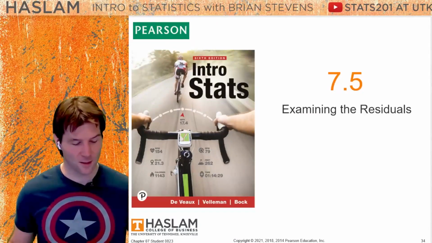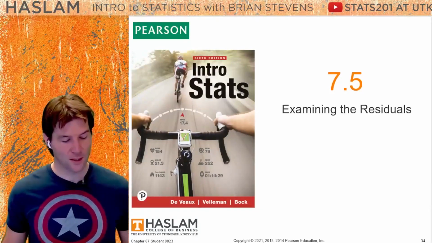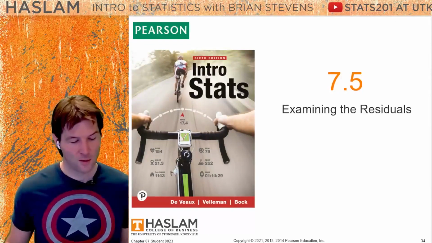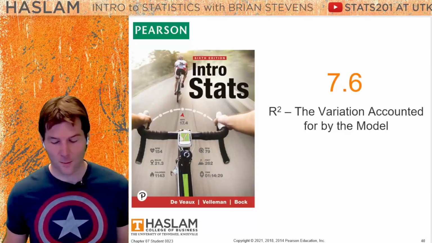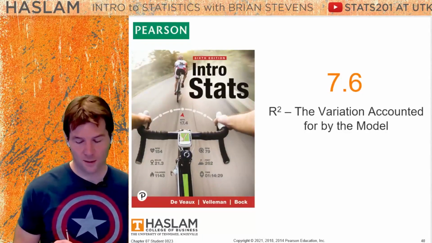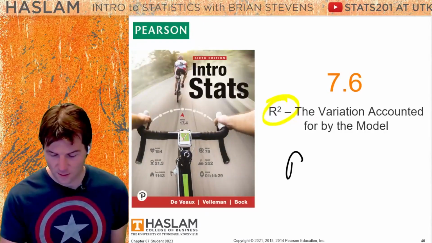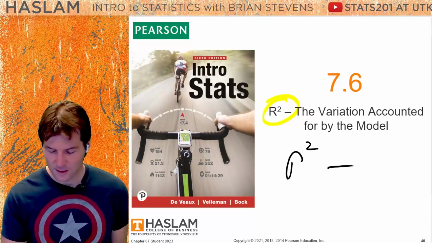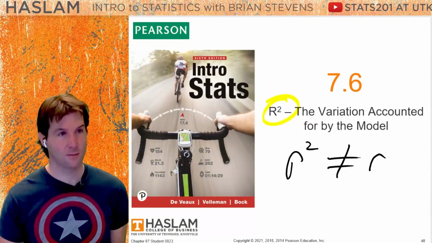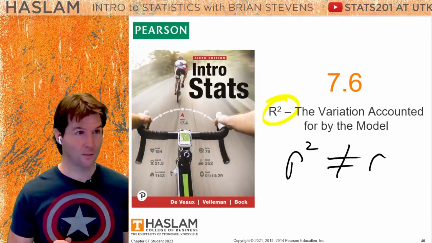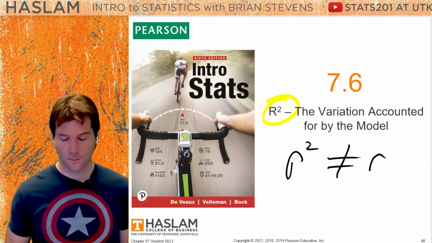This concept right here is going to deal with where is the variation coming from. So when we look at the variation right here, we're thinking about r squared. Now, r squared is not correlation. R squared is not correlation. It is derived from it. It is a different idea.